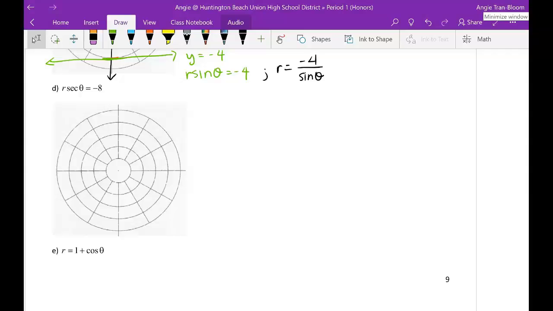You don't know anything about r secant of theta because all you know is x, right? x is r cosine of theta, y is r sine of theta, but r secant of theta is not known. But that doesn't mean we can't convert it. So secant of theta is going to be 1 over cosine of theta equals -8. Okay, I'm going to keep on going.